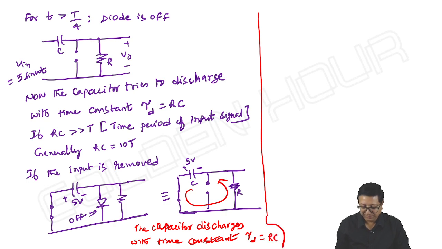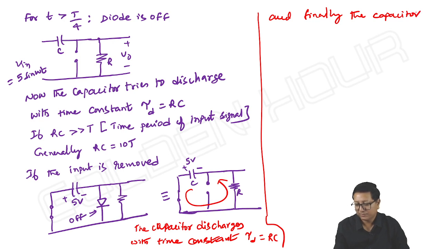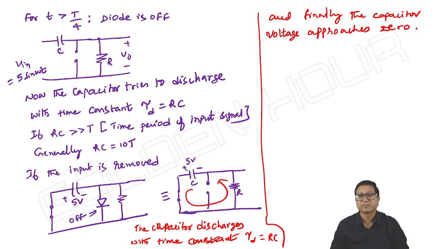The same thing is followed earlier, right? But it takes time, no doubt about it. So it discharges with time constant RC, and finally the capacitor voltage approaches 0. The capacitor voltage is becoming 0.